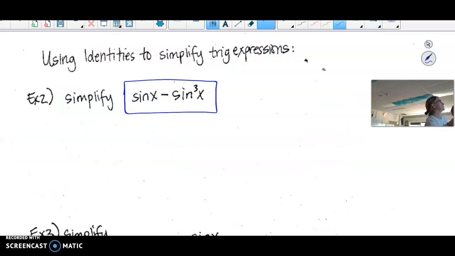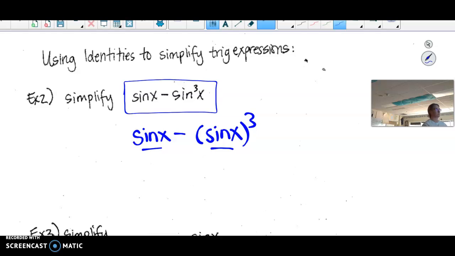On the page, sine of x minus sine cubed x. Remember that this can be written as sine of x, that quantity, cubed. When the cube is between the sine and the x, that's what that means. So I have a sine of x common to both of these terms. So that's one thing you're going to be looking for. Do you have something common to all the terms? And if so, then you can factor that common term out.